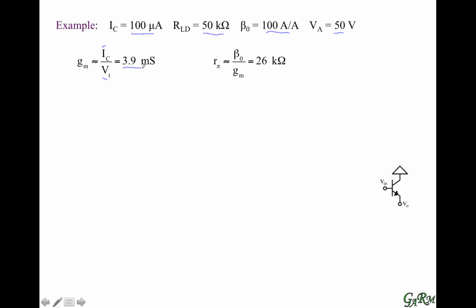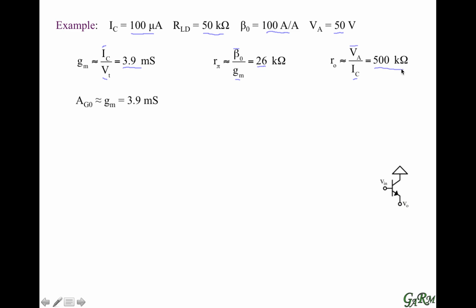Then we look at R pi. R pi is beta times greater than 1 over GM, and 1 over GM is 260 ohms, so R pi is 26 kiloohms. Then we have little RO, and little RO is an early voltage translation of the bias current, and that gives us 500 kiloohms.